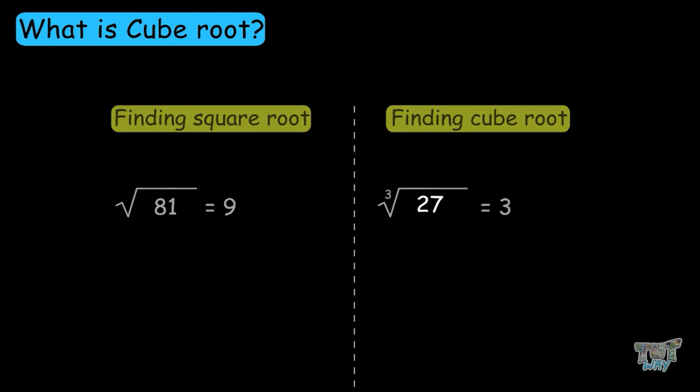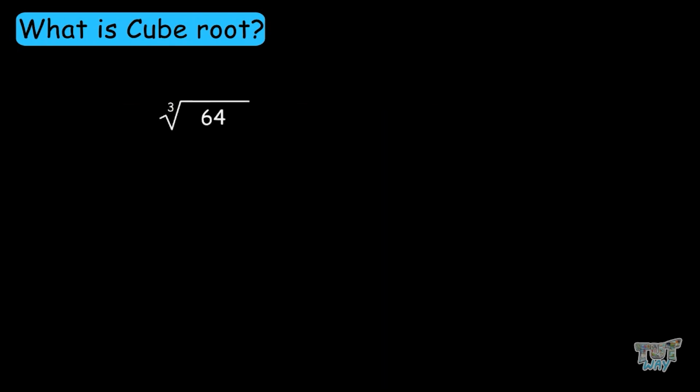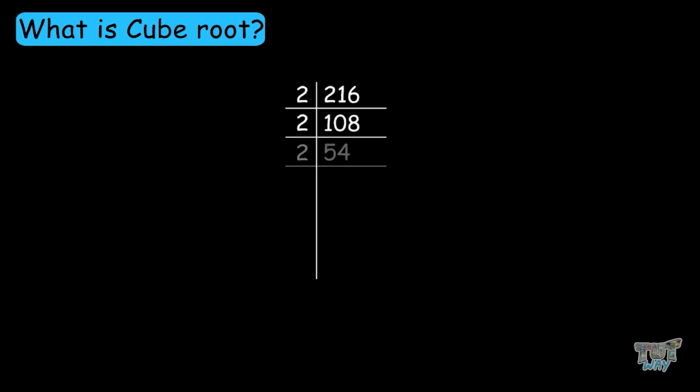And similarly for 64, 4 multiplied by itself 3 times forms 64. So 4 is the cube root of 64. For 216, 6 multiplied by itself 3 times forms 216. So cube root of 216 is 6. To find the cube root of a number, you need to factorize it such that each factor of the number appears 3 times.